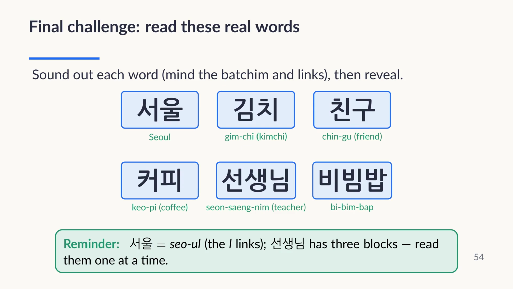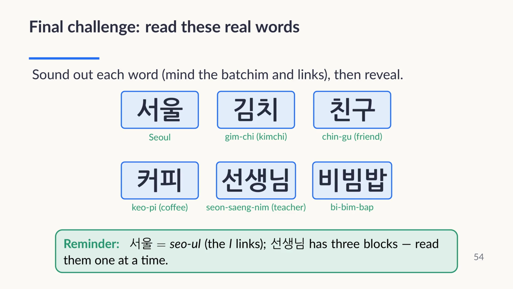The second is gimchi, the famous fermented dish, kimchi. The third is chingu, meaning friend, which you already know. On the bottom row, keopi, coffee, then seonsaengnim, meaning teacher, a 3-block word you should read 1 block at a time: seon, saeng, nim. And finally bibimbap, the well-known mixed rice dish, ending in that familiar P batchim.